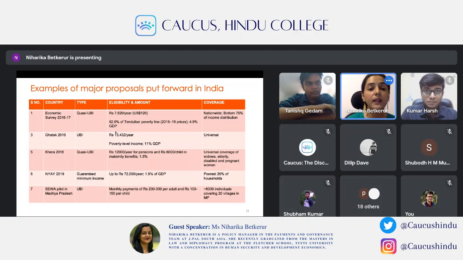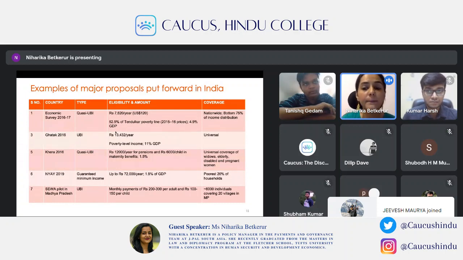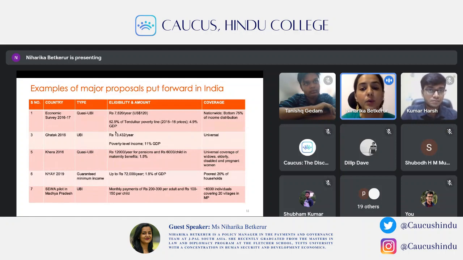So there are UBI proposals ranging from rupees 13,432 per year, which would allow people to reach the Tendulkar poverty line. And there are also more restricted UBI variants, which would be given only to widows, elderly, disabled, and pregnant women, which would be around rupees 12,000 per year for pensions and rupees 6,000 per child in maternity benefits.